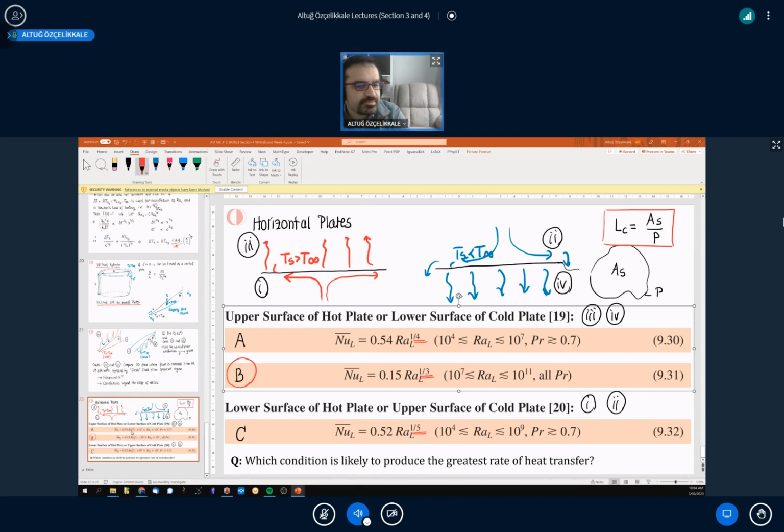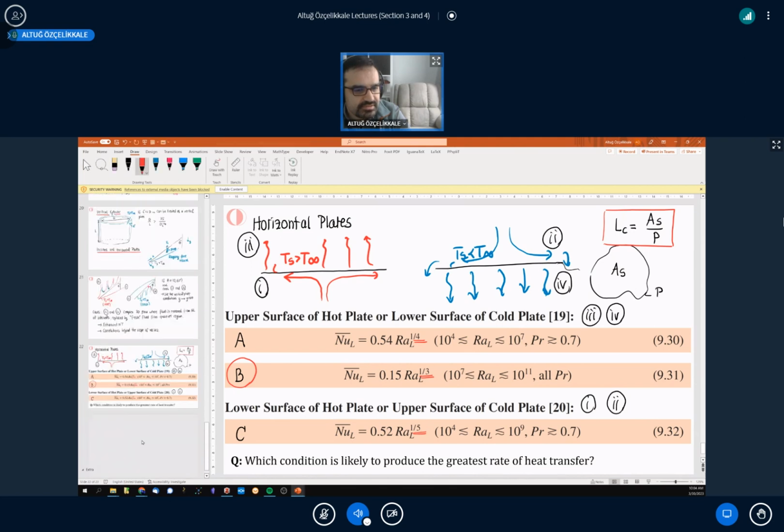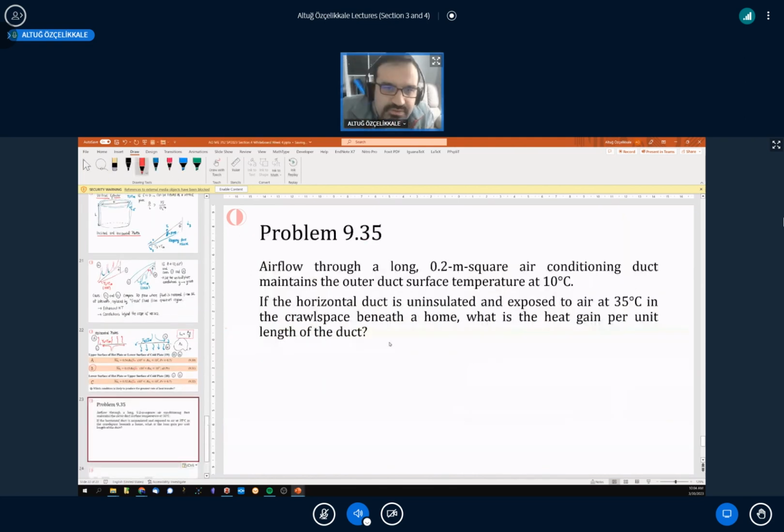I'm going to solve an example problem. That's problem 9.35. Let's start a new slide here and paste it in between. Okay, so airflow through a long 0.2 meter square air conditioning duct maintains the outer duct surface temperature at 10 degrees Celsius. If the horizontal duct is uninsulated and exposed to air at 35 degrees Celsius in the crawl space beneath a home, what is the heat gain per unit length of the duct?